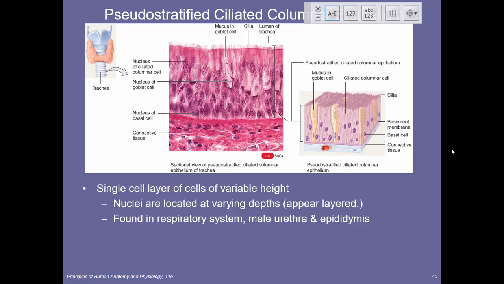Yeah, Elena. Squamous is for diffusion and filtration, whereas cuboidal is for secretion. Yes, squamous is for diffusion and filtration. Cuboidal is secretion and absorption.